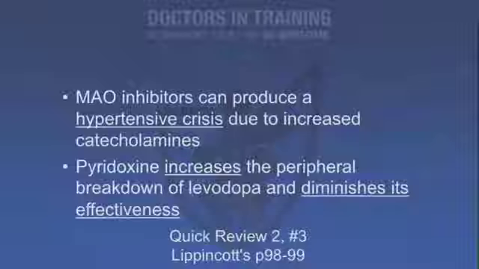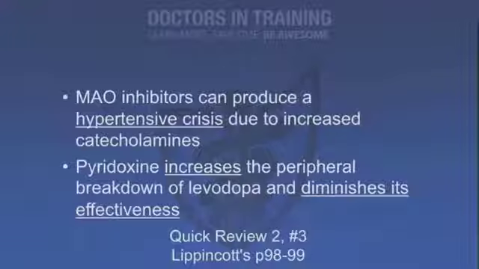Next, what effects occur when MAO inhibitors or pyridoxine are given with levodopa? So we don't see a lot of MAO inhibitors used anymore, but it could potentially happen. So what happens when you have an MAO inhibitor? Well, it produces a hypertensive crisis, and this is due to increased catecholamines. MAO inhibition will increase norepinephrine, dopamine, serotonin, a whole lot of things. So you've got to be careful with a lot of different drugs and a lot of different foods with MAO inhibitors. Now, pyridoxine will increase the peripheral breakdown of levodopa, and it will diminish its effectiveness. So it's basically just breaking down that levodopa a little more efficiently.